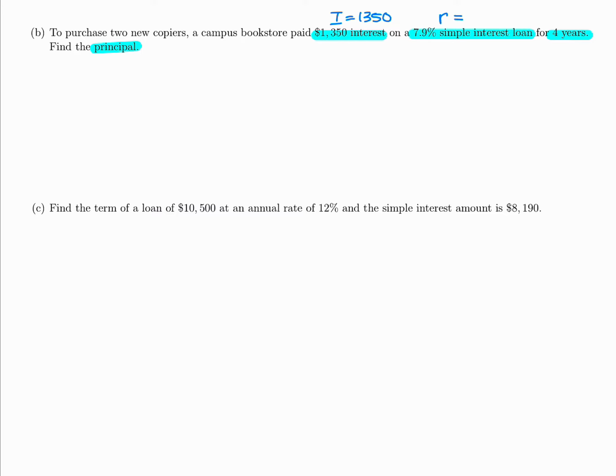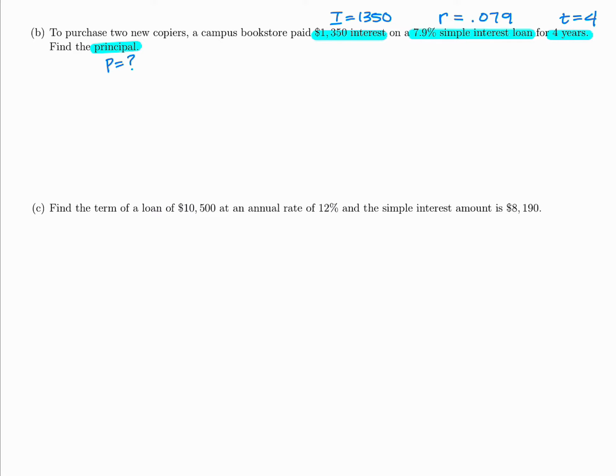So my rate, that's R. Remember, we change it to a decimal, so I move the decimal point 2 places to the left and get 0.079. For 4 years, that tells me that time or term is 4. And it asks me to find the principal. So P is the question mark here. P is the one I don't know.